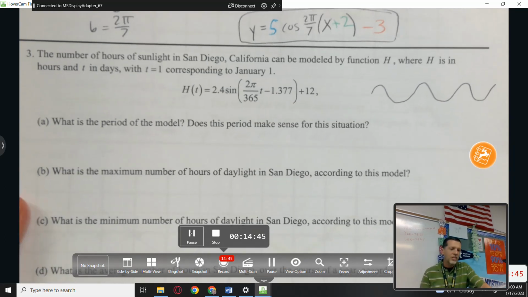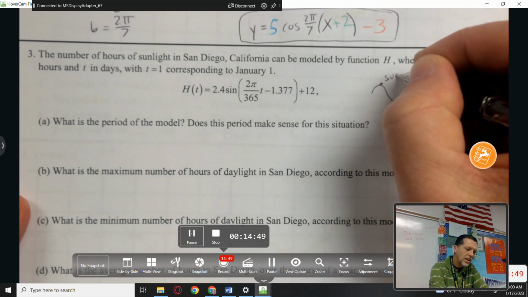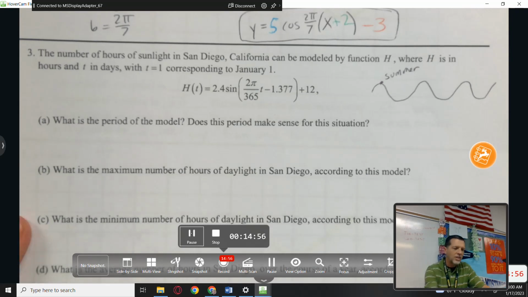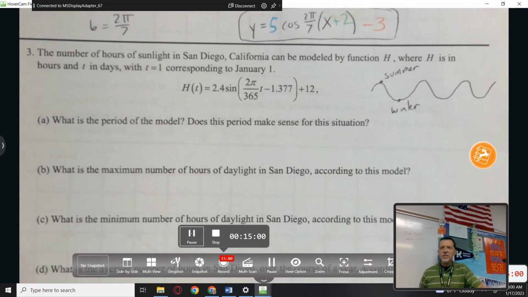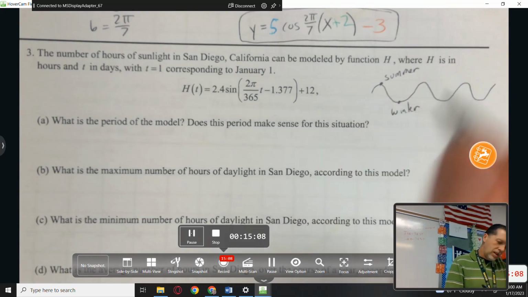Because like in the middle of summer, that's summer solstice, is that what that's called? The highest point? And the lowest point is winter when you don't have much sunlight. Winter solstice or something like that. So yeah, you can model that with a sine and cosine. So let's see if this works.